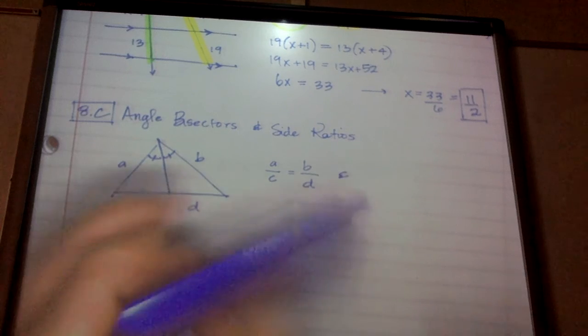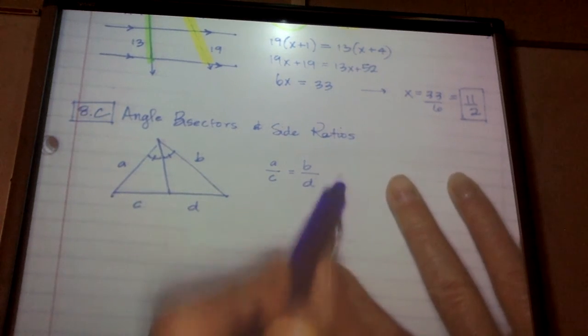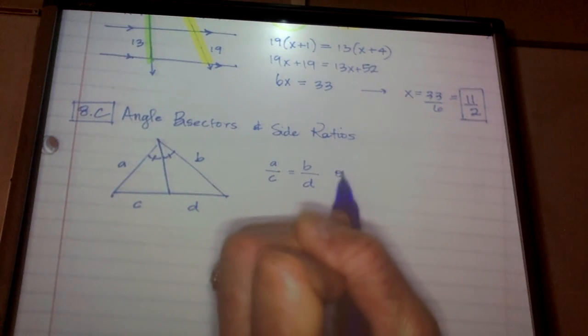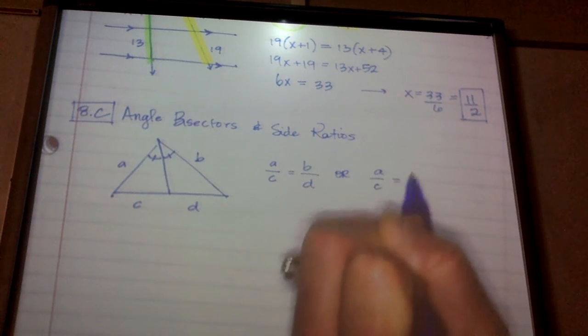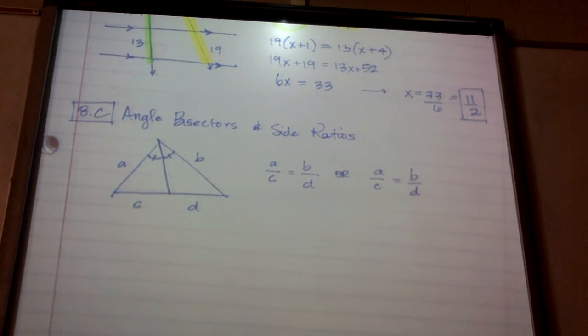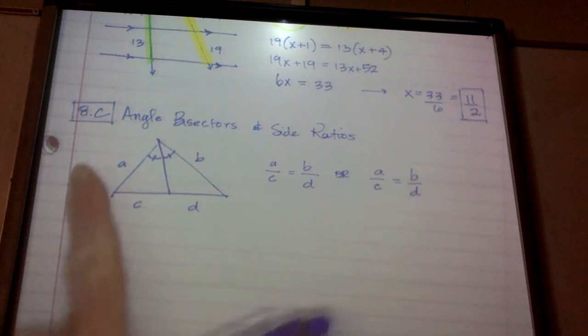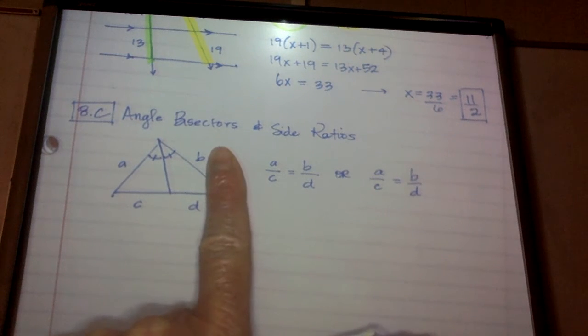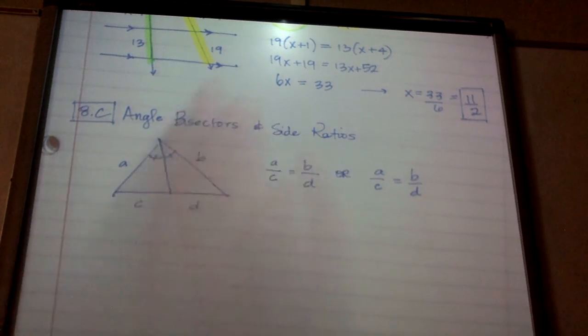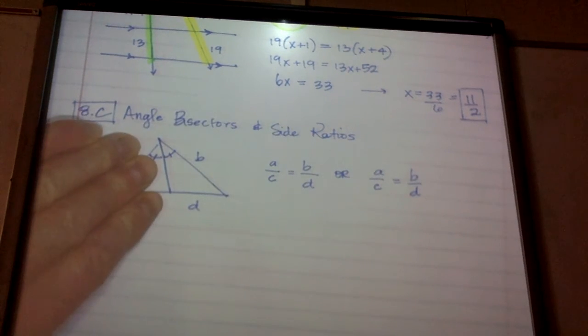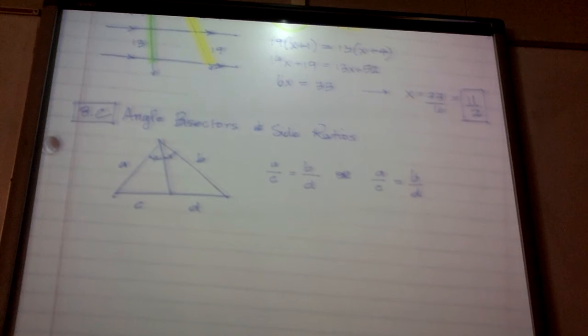And, or I should put, instead of and, I should put or. A is proportional to C as B is proportional to D. And you can use either one. So you can make the tops proportional to the bottom, or you can make like this, AC belong in this triangle and BD belong to that triangle. Okay? So we're going to do 2 of those.